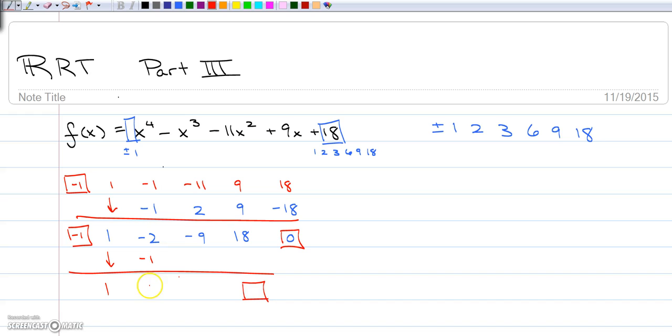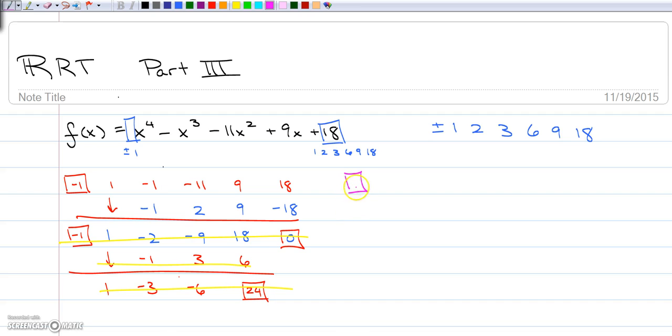1, negative 1, negative 3, positive 3, negative 6, positive 6, 24. That didn't work. So one of the things that you guys are going to run into is, how do I check a different number? I don't want you to go all the way back to the beginning. I want you to take that level that we just tried and use it again.